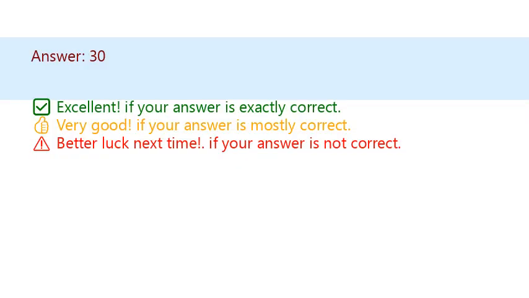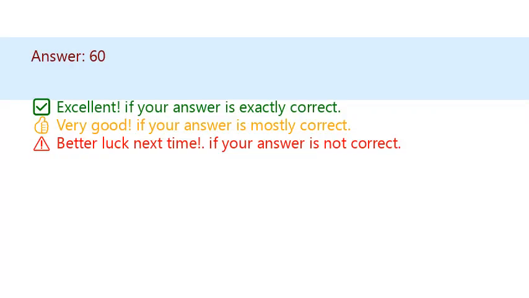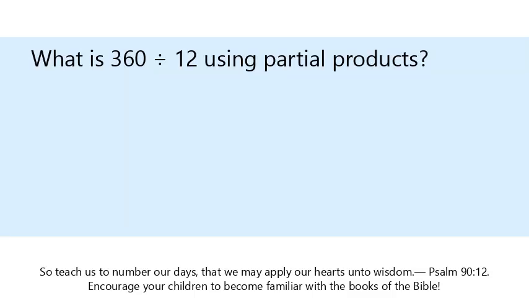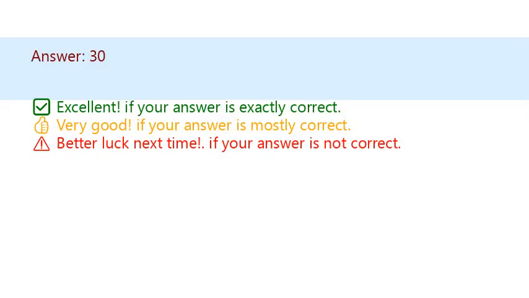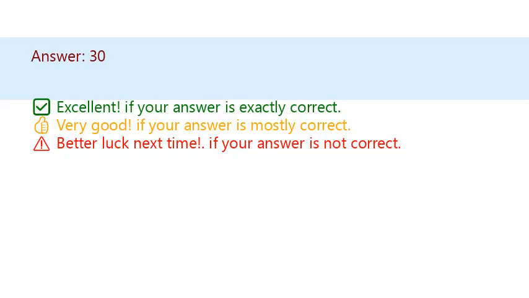What is 360 divided by 12 using partial products? Answer: 30. What is 30 times 2? Answer: 60. What is 360 divided by 12 using partial products? Answer: 30.